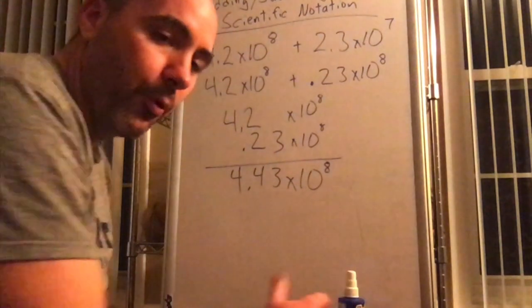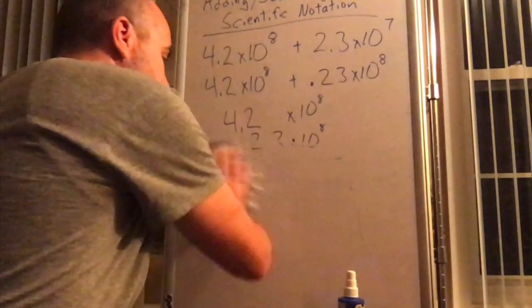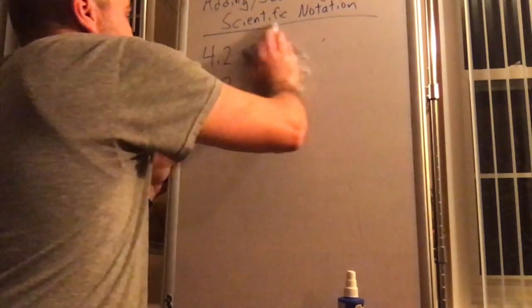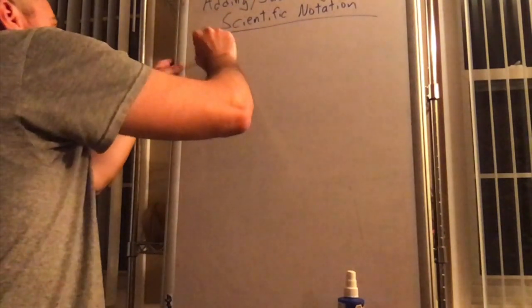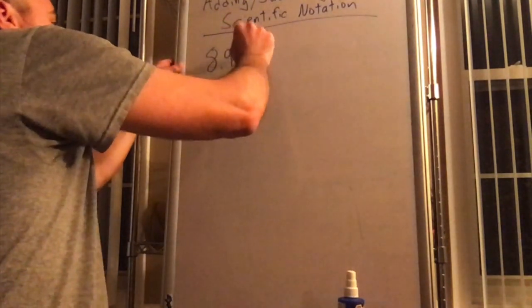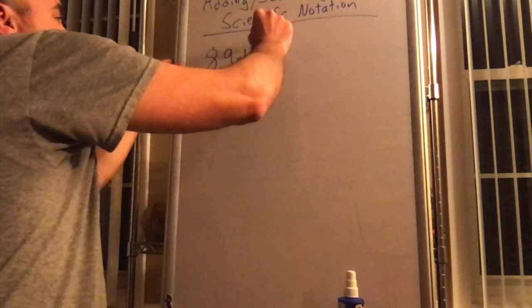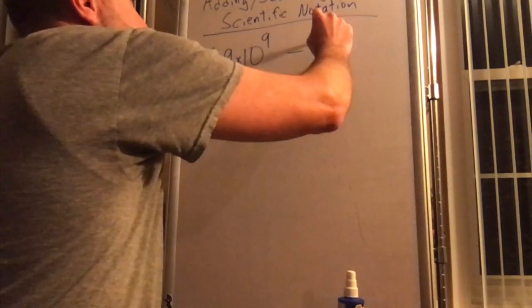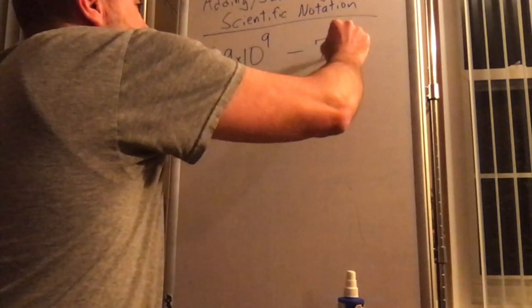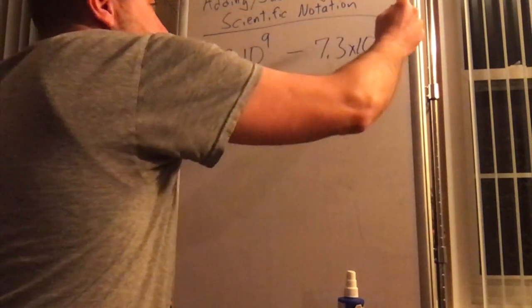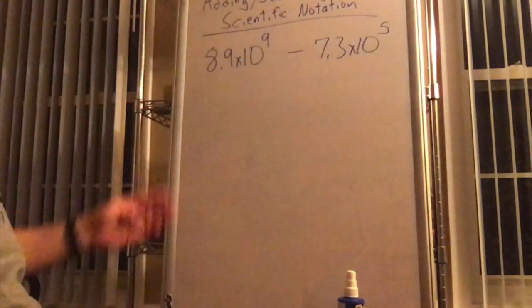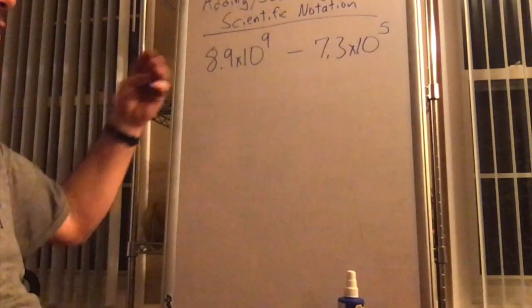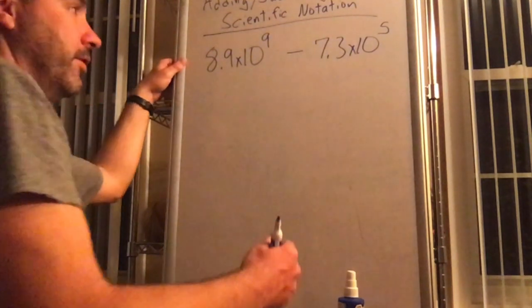I want to do a few more examples because this is obviously the new part of what we're looking at. I'm going to make the decimals a little bit farther apart. Let's go subtraction this time. So let's go 8.9 times 10 to the 9th minus 7.3 times 10 to the, let's go to the 5th power. They're way far apart now. We're going to have to do some borrowing here.